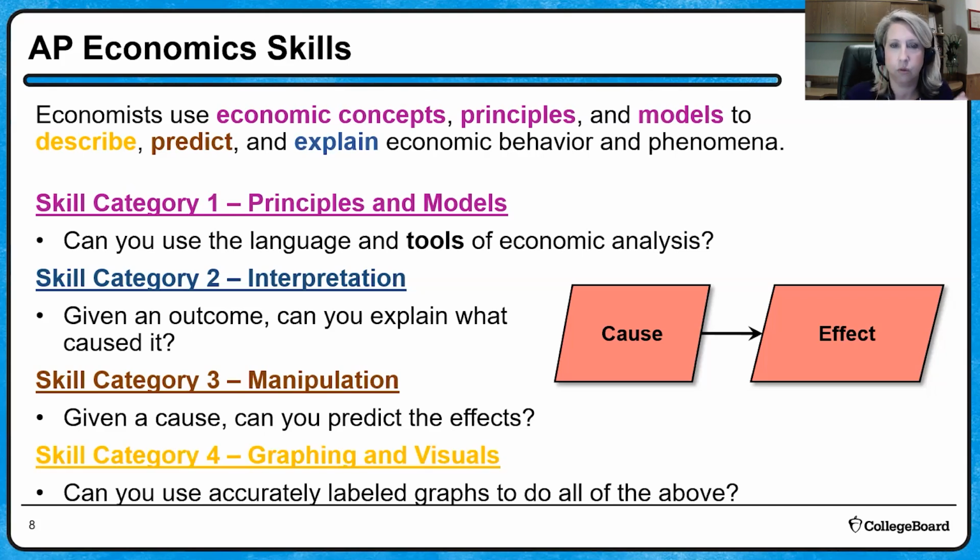In our fourth skill, we're focused on graphing. That's using these models to describe, predict, and explain what has happened, what will happen, and showing that we know how these tools work. All right, so again, knowing what you're being asked to do is a big part of answering the question correctly.